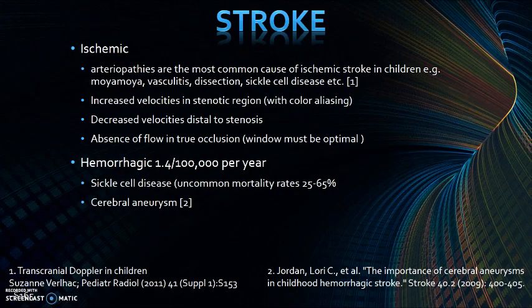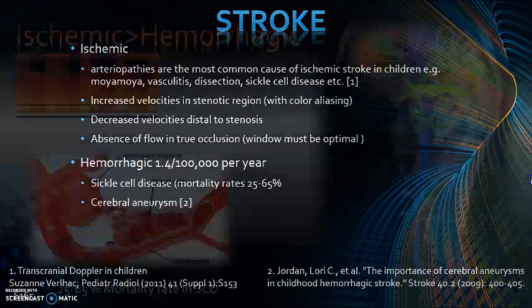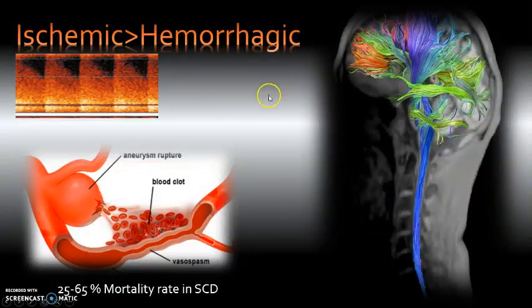Hemorrhagic strokes occur in 1.4 per 100,000 per year in children, and causes for this might be sickle cell disease and cerebral aneurysm. Okay, so ischemic strokes are more common than hemorrhagic strokes.